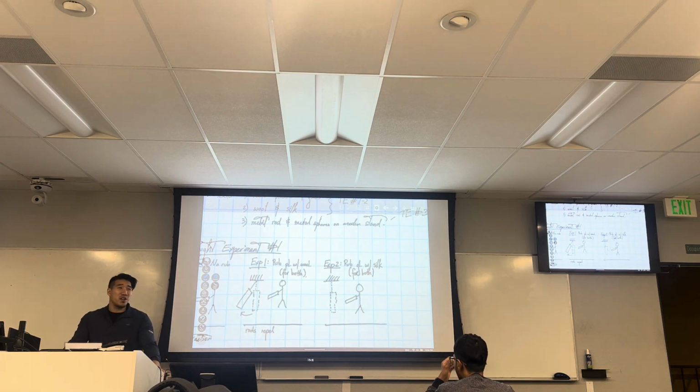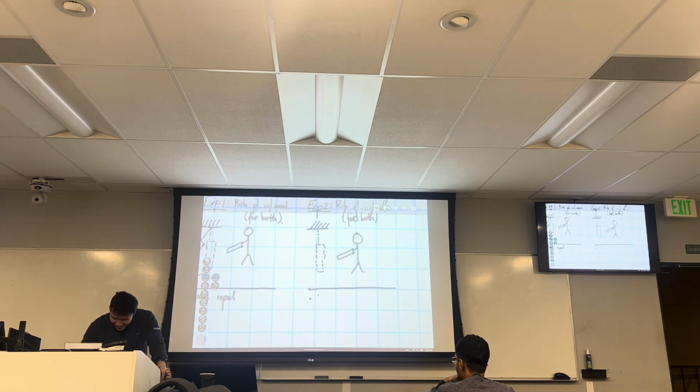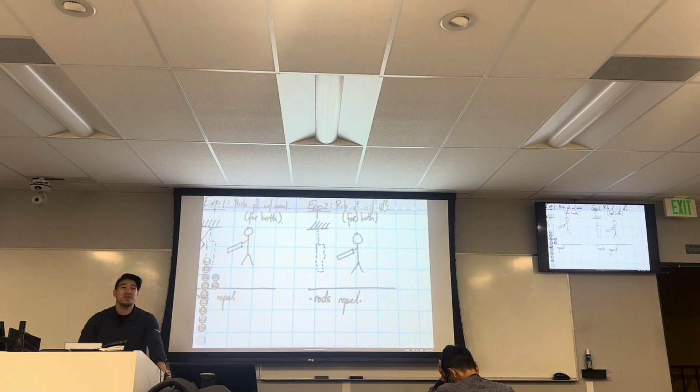Who says they will attract? Raise your hand. Who says they will repel? Raise your hand. Who says nothing will happen? Raise your hand. Well, nobody got this right. They will repel. Rods repel. Yeah, isn't that interesting?